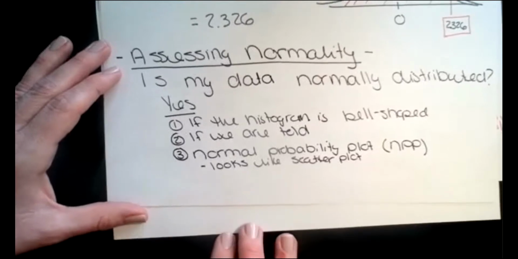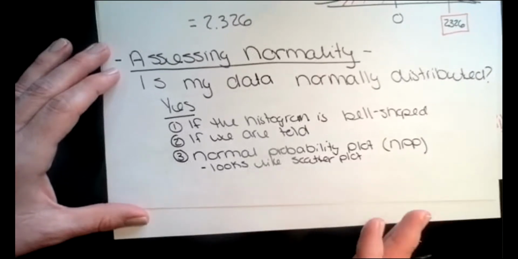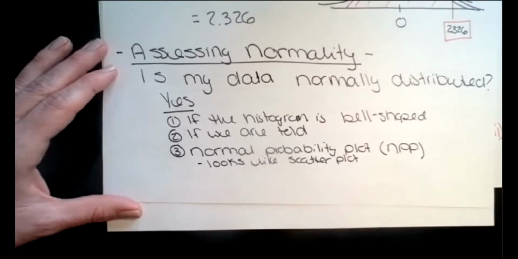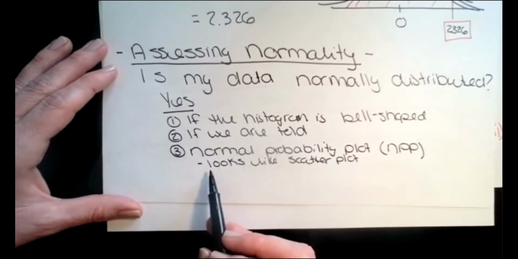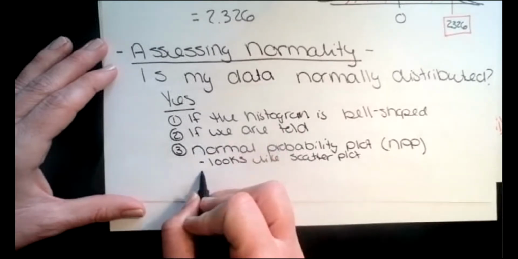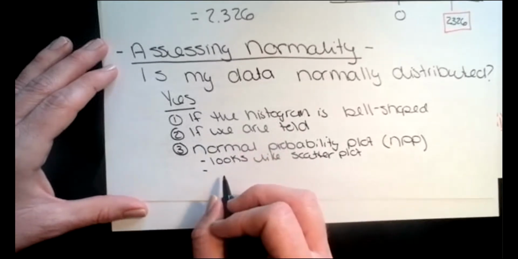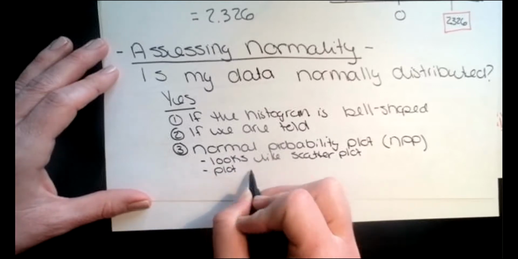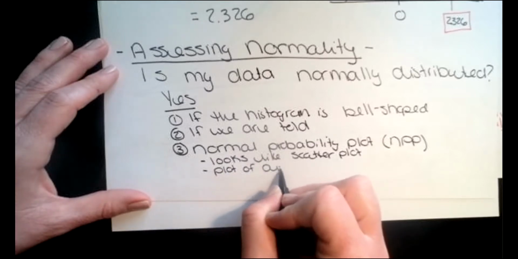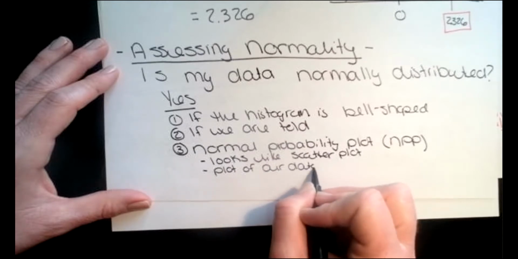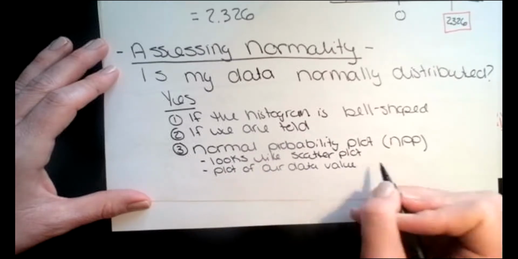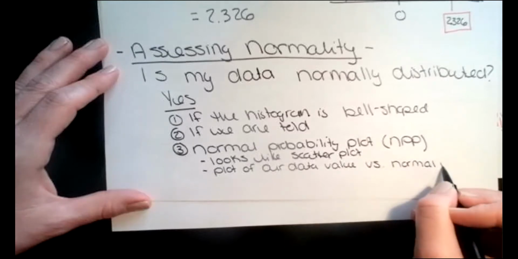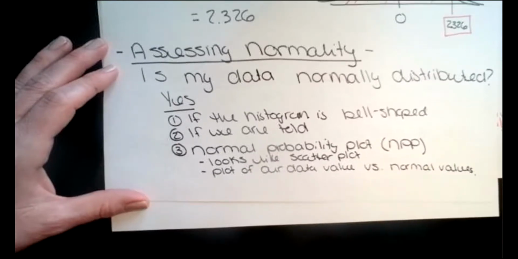And what this does is our technology will build this for us. I just have to give it the raw data. So I just have to give it our values. And our technology will build this plot and it will plot our data values versus normal values. And that's what it's a scatter plot of.